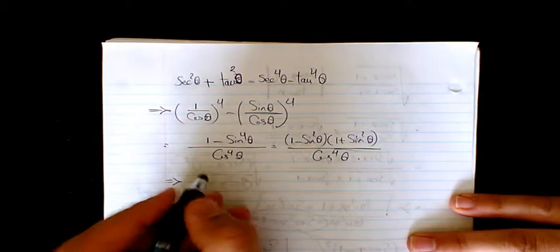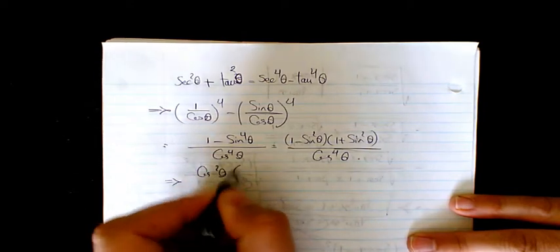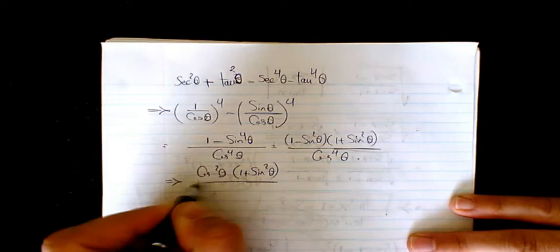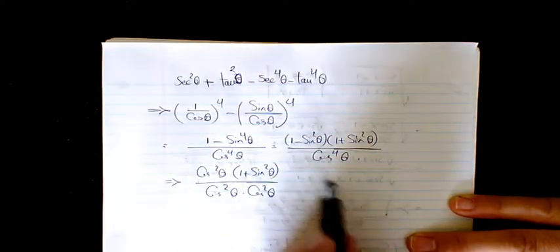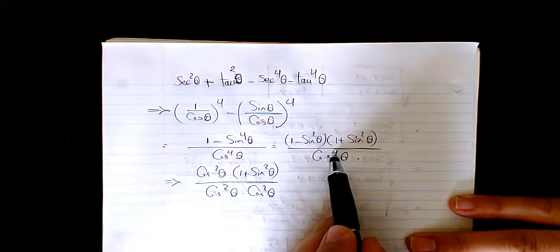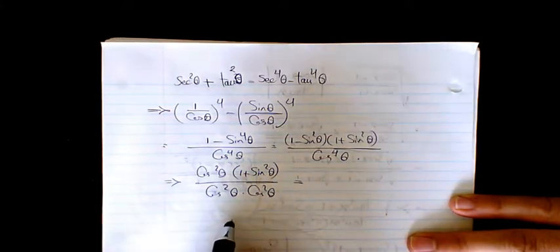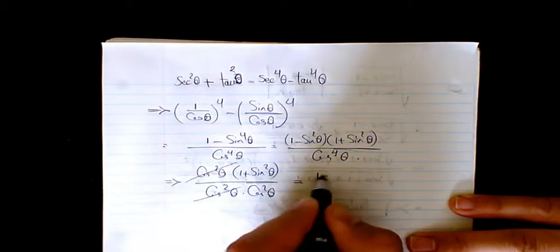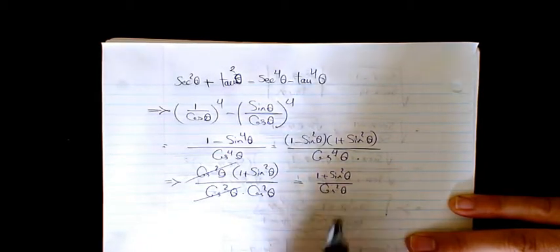Then what I have, 1 minus sine squared is the same as cosine squared, and here I will have 1 plus sine squared theta divided by cosine squared theta times cosine squared theta. So as you see here, I converted the power 4 to 2 times 2. Since you see here, we can cancel these 2, and then I will have 1 plus sine to the power of 2 theta divided by cosine squared.